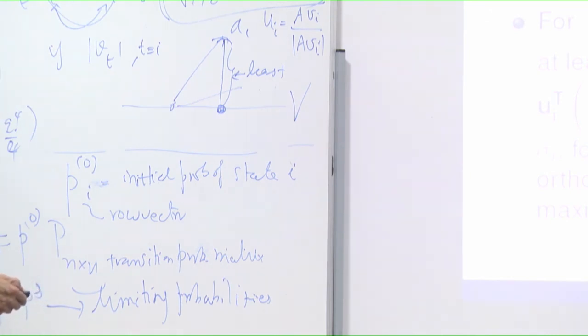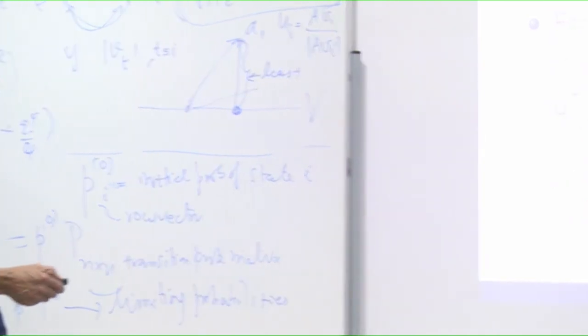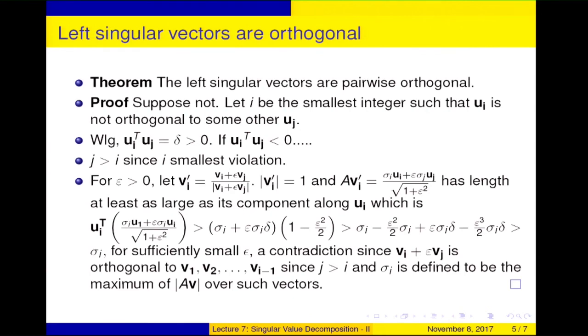Okay. So this says that we got something greater than sigma i for the length of this vector. Now, this is a contradiction because Vi plus epsilon Vj is orthogonal to the previous V's. Remember, Vi was the best orthogonal to the previous ones.